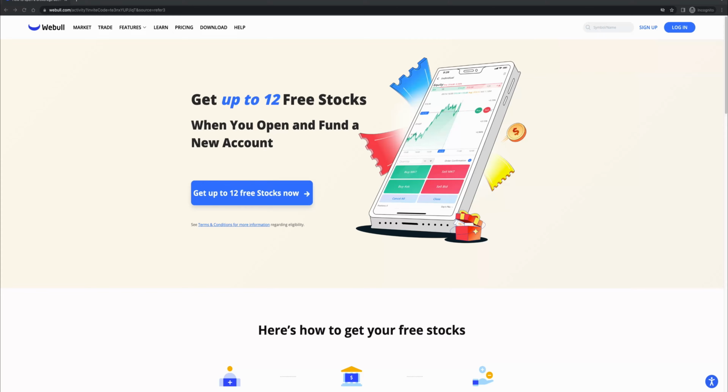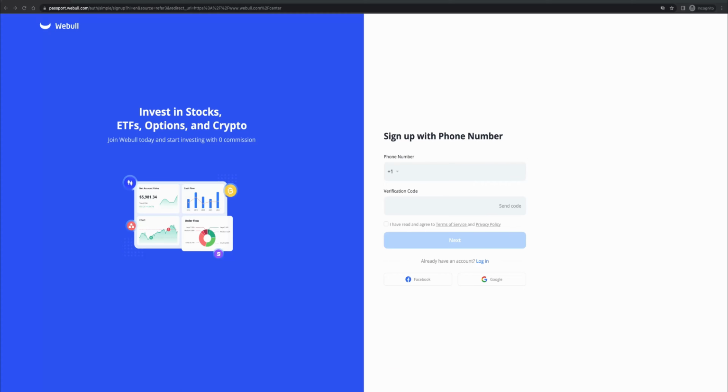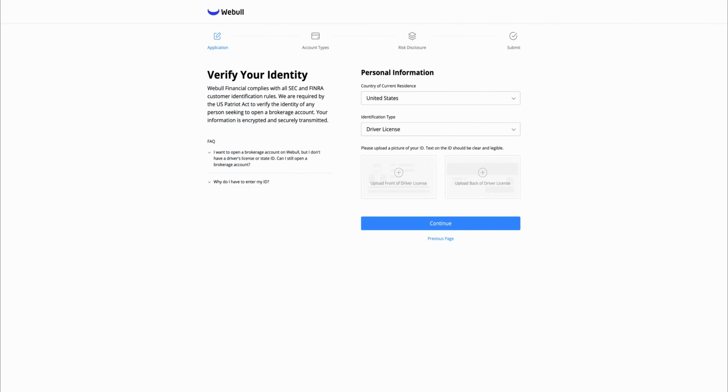Anyhow, regardless of how you decide to begin your sign up process on Webull, click sign up on the top right corner to proceed. Enter your phone number and click send code. This way Webull wants to verify your number and that you are an actual user. As soon as you complete this step, you will be brought to this page where the actual application starts.